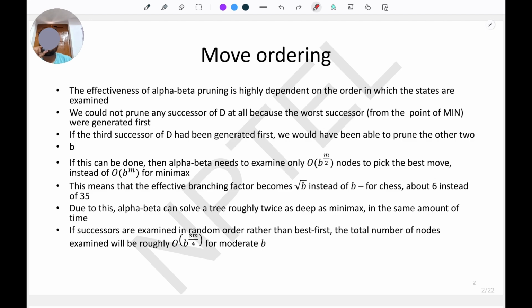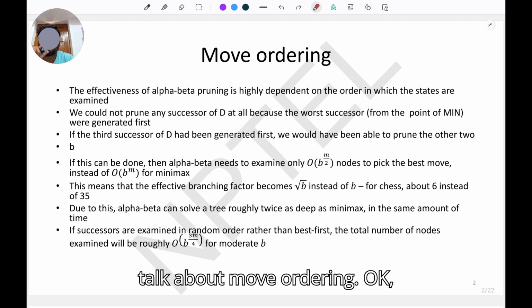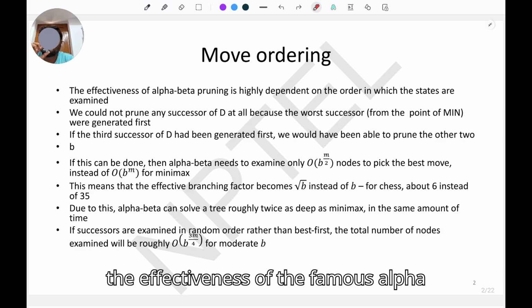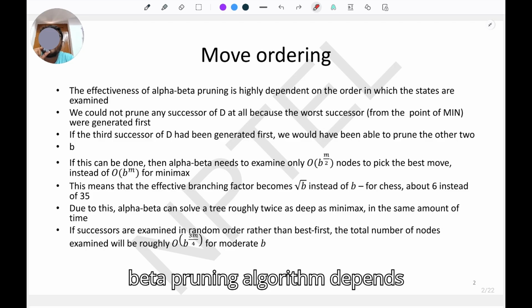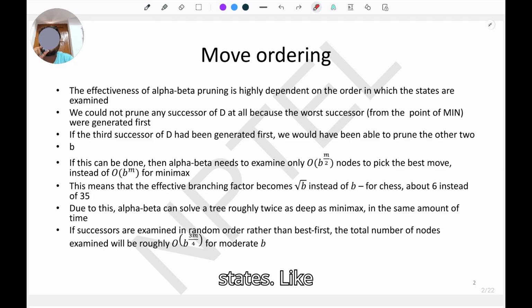Okay, let me explain this to you. First, let's talk about move ordering. The effectiveness of the famous alpha beta pruning algorithm depends a lot on the order in which we examine states.